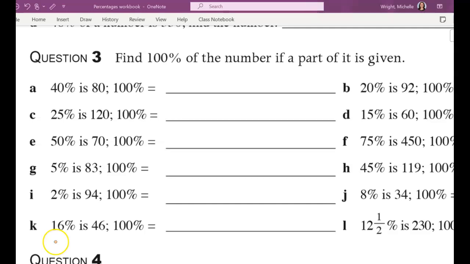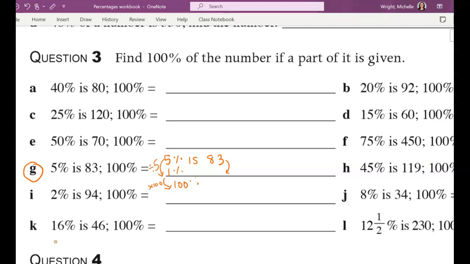Okay, I'm going to do one more in here. I'm going to do 3G. So it says find 100% of the number if a part of it is given. So G is telling us that 5% of our number is 83. Maybe that's dollars. Maybe 5% is $83. We want to get to 100%. So in that case, I can think, well, what do I do to 5 to turn it to 100? Or I'm going to take it down to 1%. So 5 down to 1. I'm going to divide by 5. And then I'm going to take that 1 back to 100%, which is what I want. I'm going to times by 100.